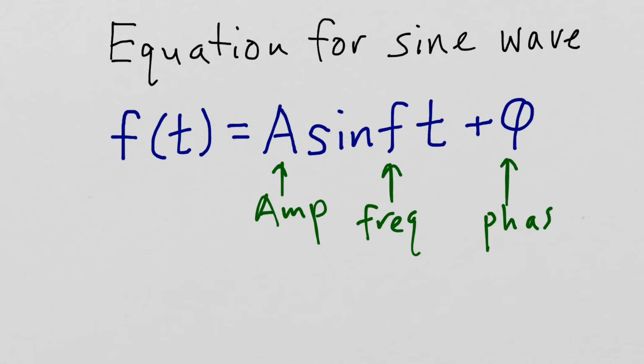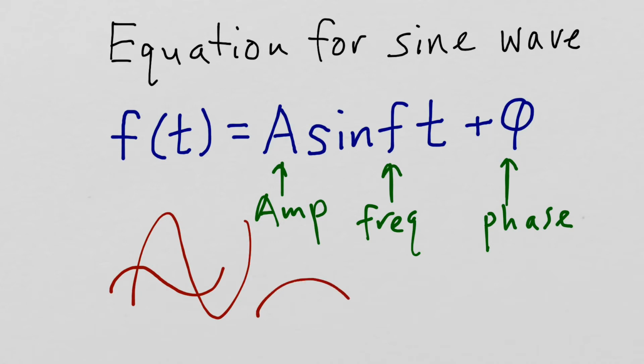I'll explain in a moment what phase is, but by varying what these 3 quantities are, the amplitude, the frequency, and the phase, we can define a sine wave that is like this, or one that has much bigger amplitude, or one that has much smaller frequency. Any kind of sine wave we want, we can define with this equation.